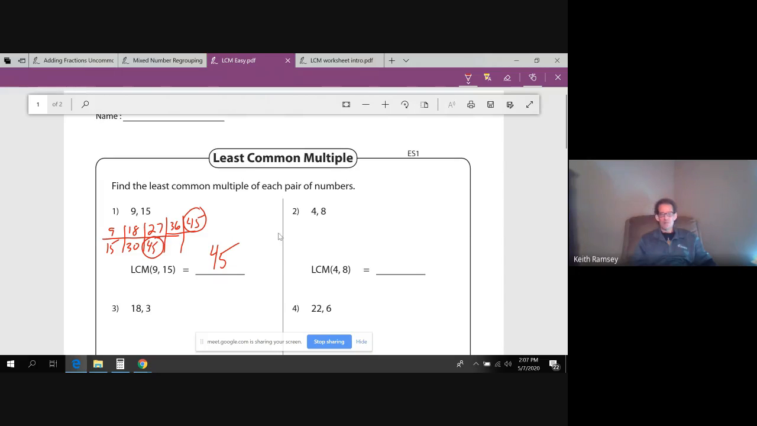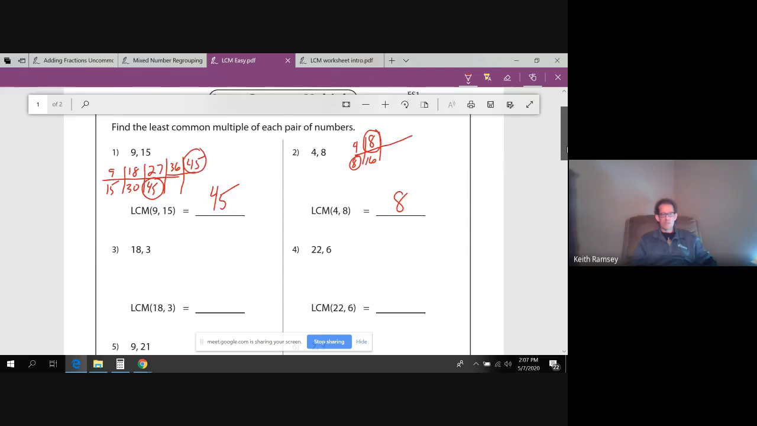For 4 and 8, this is an easy one because, again, 8 is a multiple of 4. 4 times 2 is 8. So if I did that same graphic example here, this is 4 times 1, 8 times 1. 4 times 2 is 8. 8 times 2 is 16. I wouldn't go any further because I already have a match. I have this 8. So I'd say that's my least common multiple.